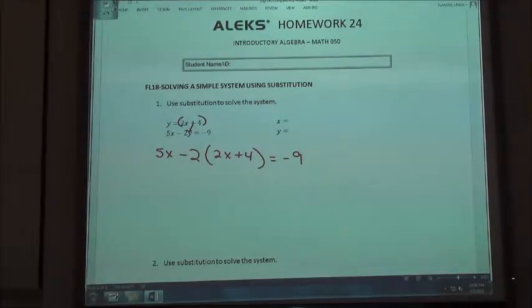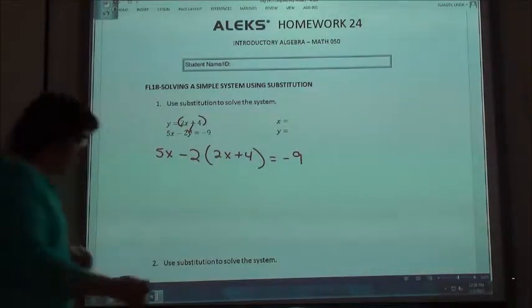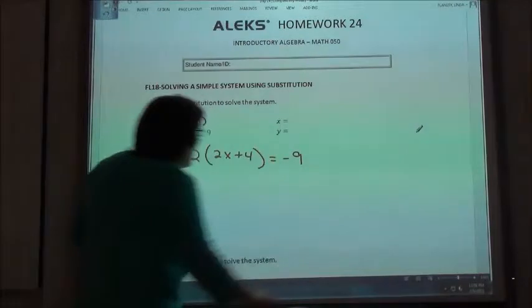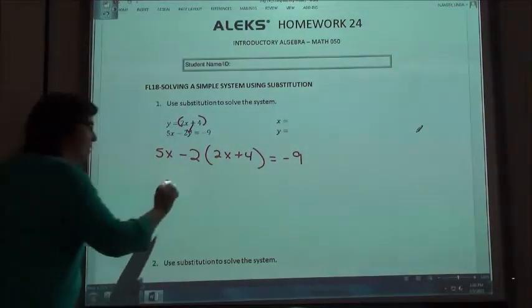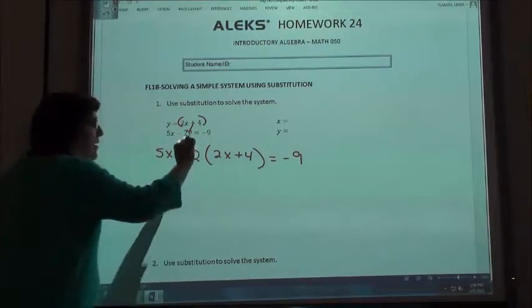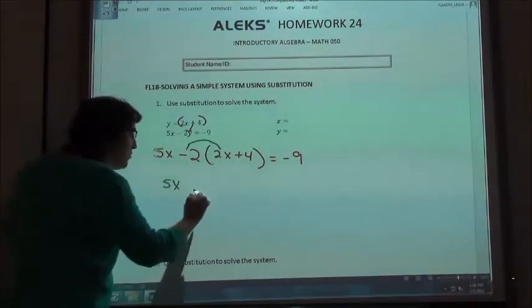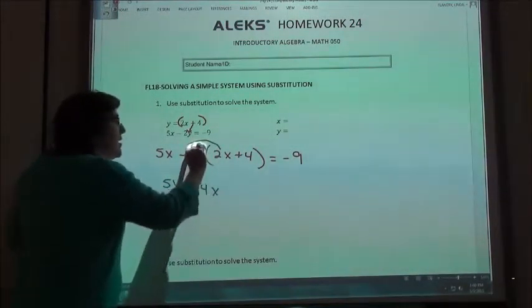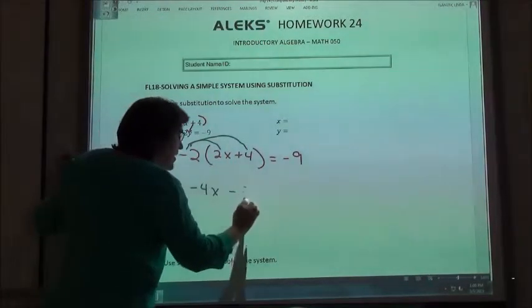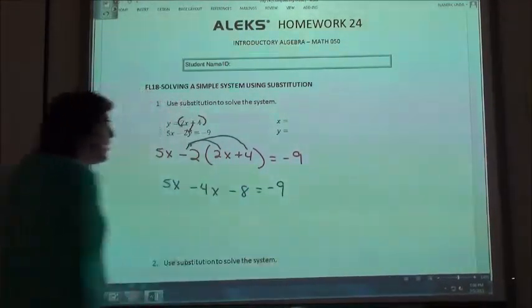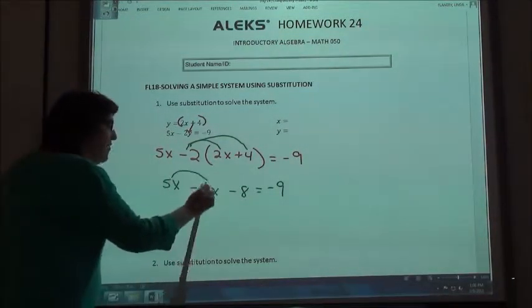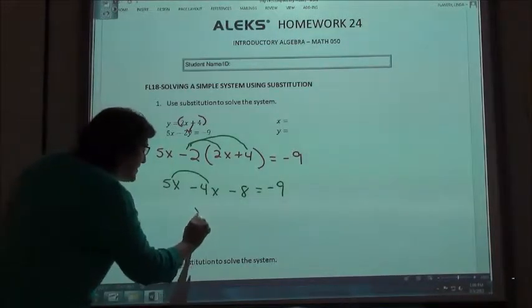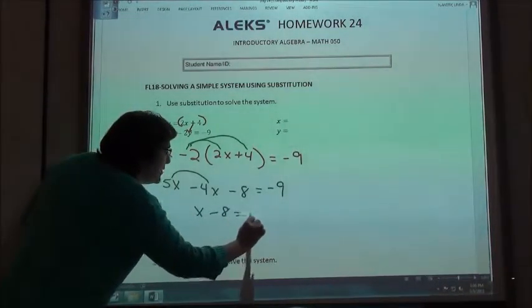Now we have an equation that just has one variable. Looks like those big long ones that we solved in chapter 1. And so we have to first of all get rid of the parentheses. So 5x, negative 2 times 2x would be minus 4x. Negative 2 times 4 would be minus 8, equals our negative 9. Next thing we did was combine our like terms. 5x minus 4x was x. x minus 8 equals negative 9 then.